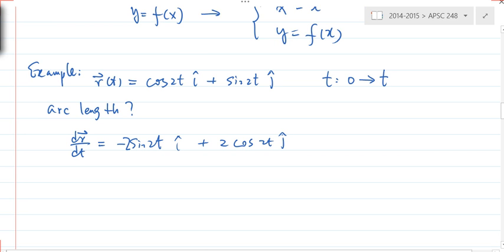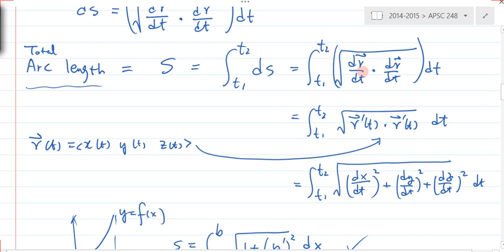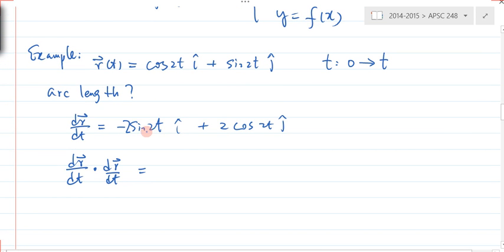Then I'm going to calculate the dot product, because that's part of the formula. Below the formula, there is this dr over dt dot itself. That's actually pretty good because this is sine, this is cosine. When calculating the dot product, it's the square of this plus the square of this. So there is a 4 sine squared 2t plus 4 cosine squared 2t. Taking out the 4, sine squared 2t plus cosine squared 2t is 1. So overall this is 4.